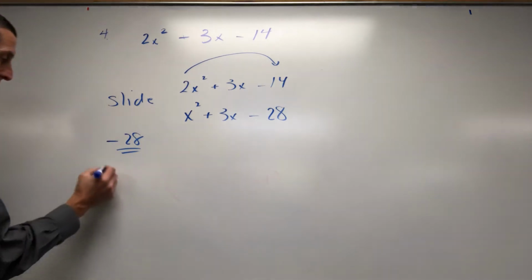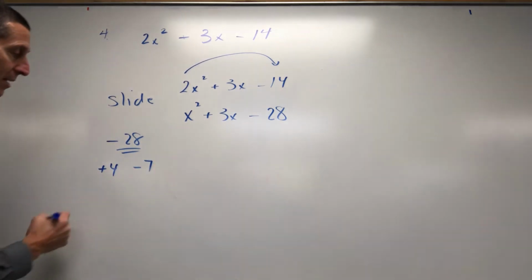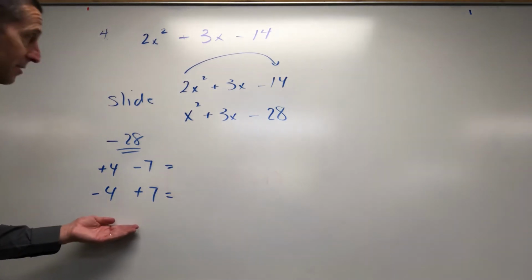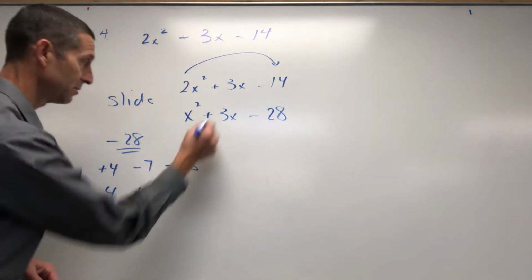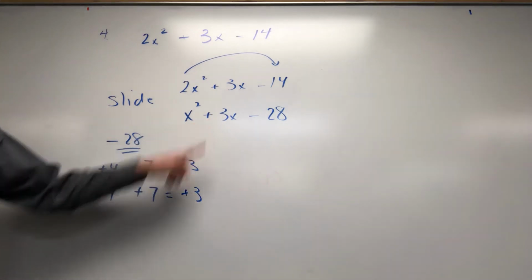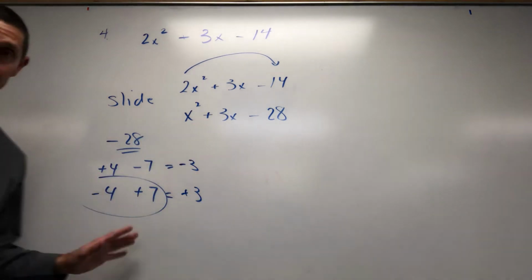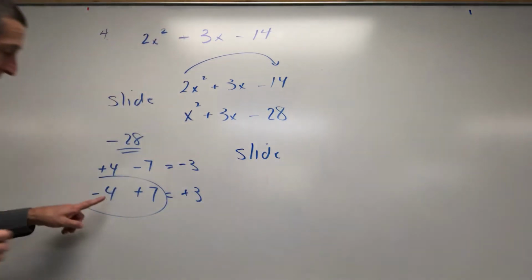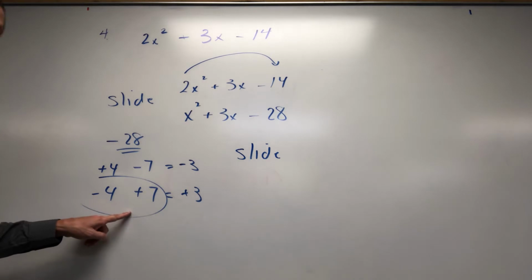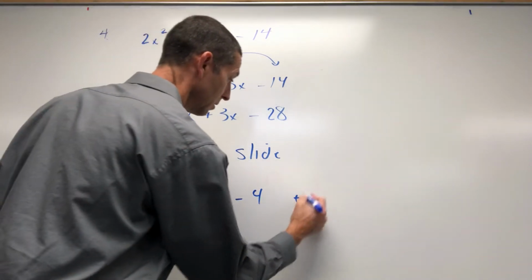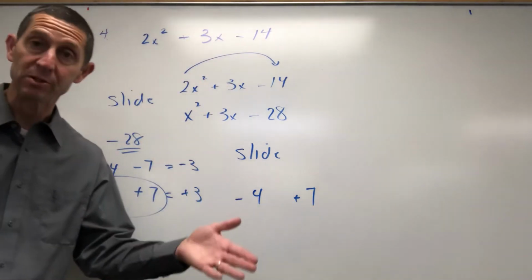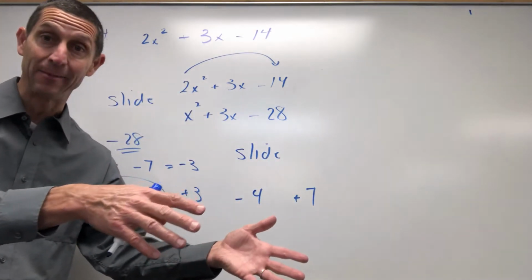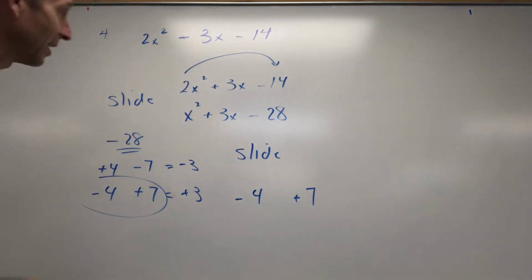I can do this. This is going to give me plus 4, negative 7, or negative 4 plus 7. Like I'm good at factoring this. This is negative 3, this is positive 3, so positive 3, like, yep, those are the 2 numbers I want. So the whole purpose of the slide is to come up with negative 4 and positive 7. But remember, there's a second half to this problem called slide and divide. So we've got a second half to do, the divide.